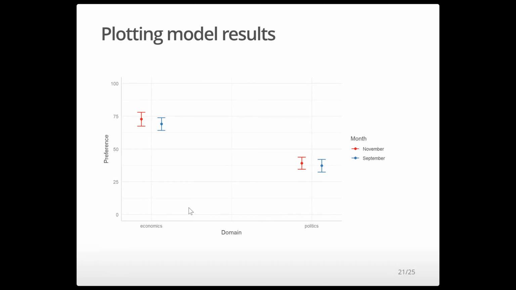So here we see on the x-axis we have the economics and politics factors. On the y-axis we have our dependent variable as always, and then it's separated out by month. So we see the two different months for both economics and politics.